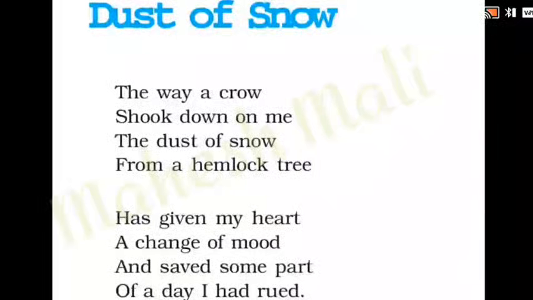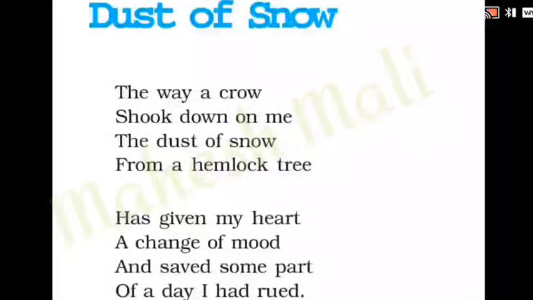Still, I am going line by line. The way a crow shook down on me the dust of snow. So he was standing under a hemlock tree. All these things are negative: crow, snow, hemlock tree, and his mood. And the dust of snow fell on him, has given my heart a change of mood. So this simple incident has changed his heart. It changed his mood and saved some part of a day I had rued.